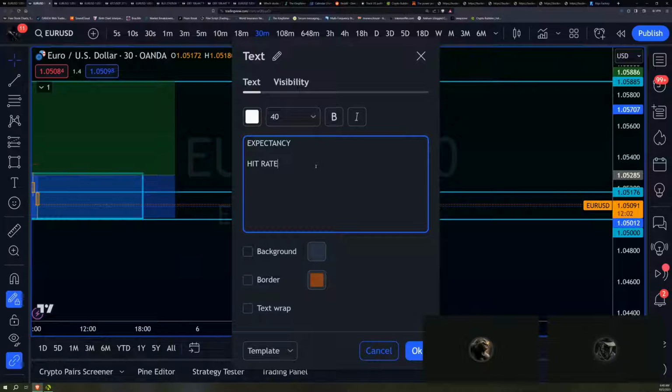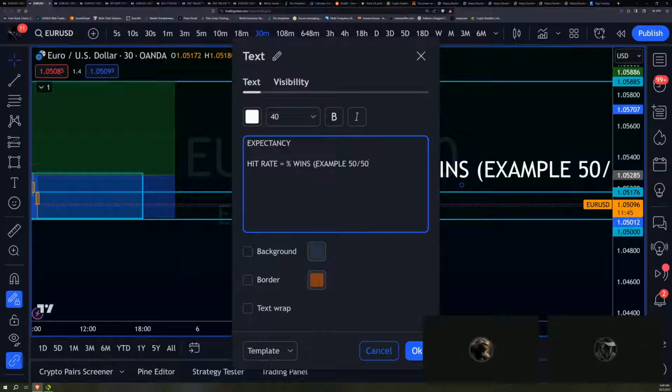That's a long story. What the short story is, what's expectancy. Hit rate is your percent of wins, right? So let's just say you're only winning half your trades. Example: 50, right? Let's just say you're only winning half your trades. That doesn't sound very profitable, does it?